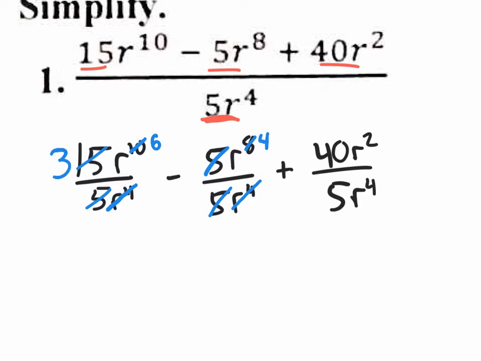40 divided by 5 is 8. The 8 is left over up on top. There's 2 r's up on top. There's 4 r's on the bottom. 2 cancel with 2. There's going to be 2 left over on the bottom.